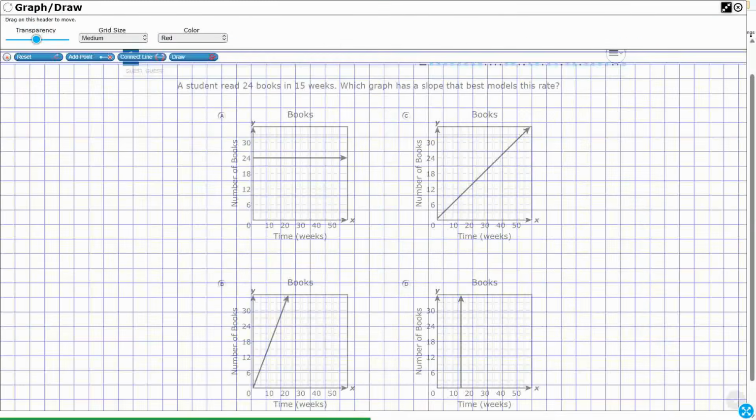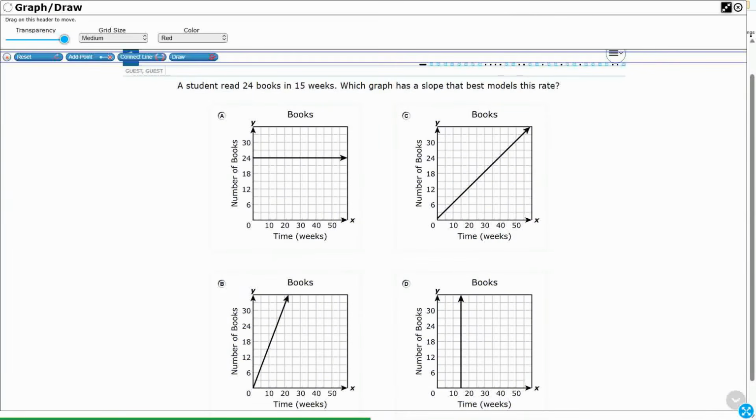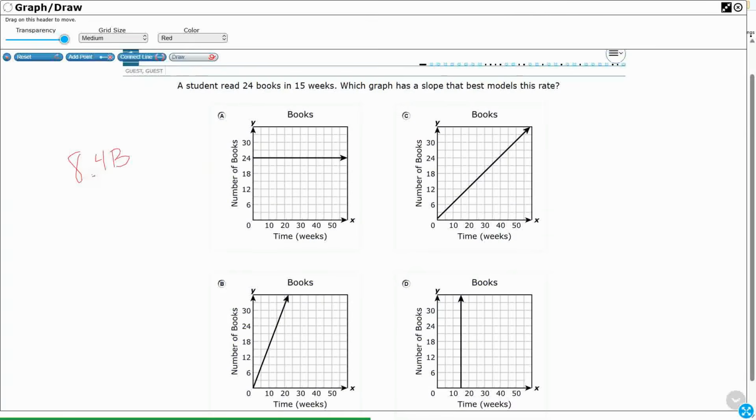For our first problem, we are looking at 8.4b, slope as unit rate. And we have a student here that is reading 24 books in 15 weeks. Now, if you'll notice, we've got books and we've got weeks here. And so books is going to be our y value variable or our dependent variable, and weeks is going to be our x variable or independent variable. So if I want to put this particular relationship into an xy coordinate pair, I need to go ahead and flip those because the weeks is going to be our x.